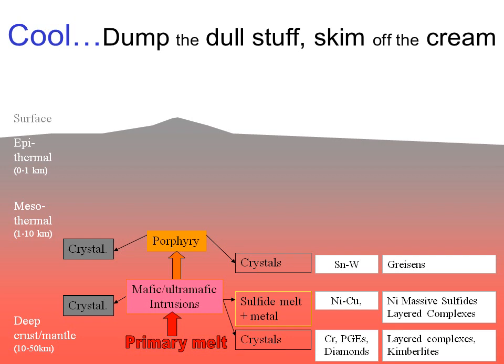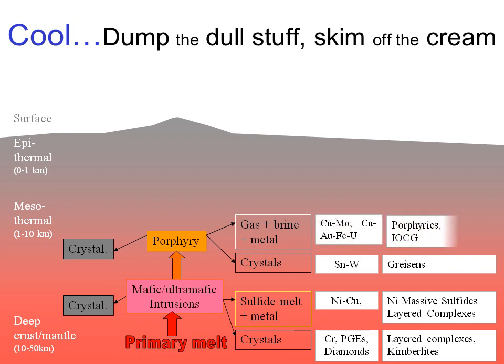But what is important with the porphyries are the metals which go along with the gases and the salty brines that come out of them as they cool. Predominant among these are copper and molybdenum, and secondary are gold, iron and uranium. And the porphyry deposits and the IOCGs belong to this group of deposits, IOCG standing for iron oxide copper gold deposits.